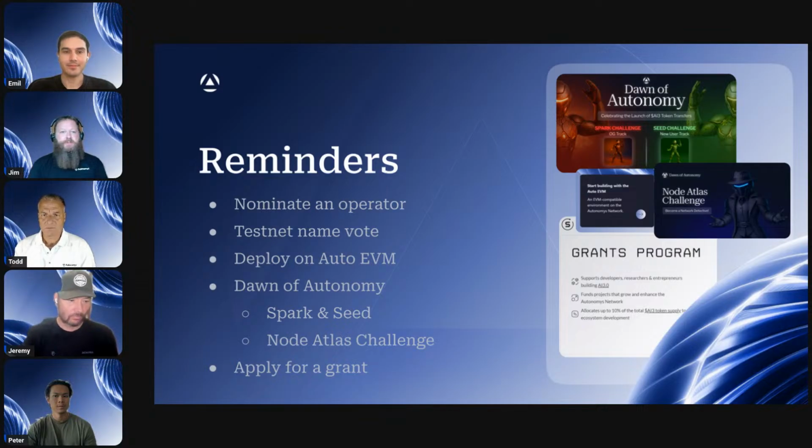Join the Dawn of Autonomy campaigns that Randy gave us a reminder of. Spark and Seed and the Node Atlas Challenge are still underway, and there's plenty of opportunity there to win. So whether you're new to the network or a long-time farmer, this is your chance to earn rewards, collect exclusive NFTs, and help grow the Autonomous community. Extra special NFTs because the images are stored on auto drive, so they're never going to disappear like some other NFTs.